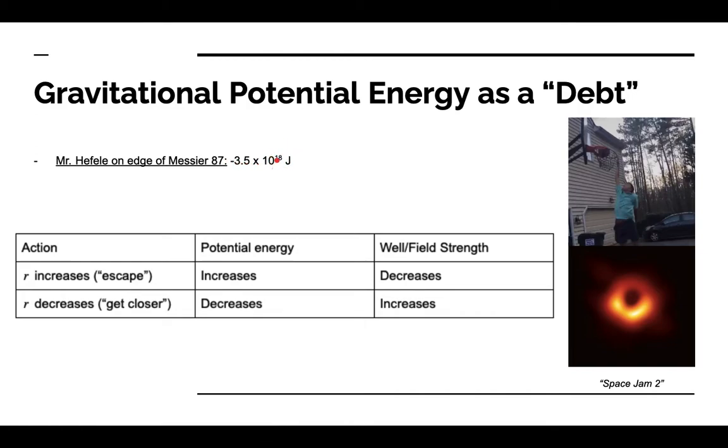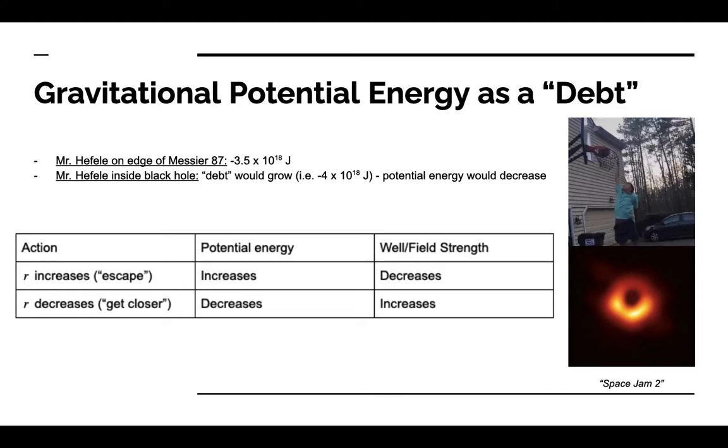While that seems like a large number, we have to recall this is actually a negative number, so it's really, really small. It's less than zero. What this means is I'm trapped in the gravitational field of Messier 87. If I am inside the black hole, this debt is going to grow. My potential energy inside a black hole would be negative 4 times 10 to the 18th joules, but my potential energy is actually decreasing because it's becoming a lesser number.